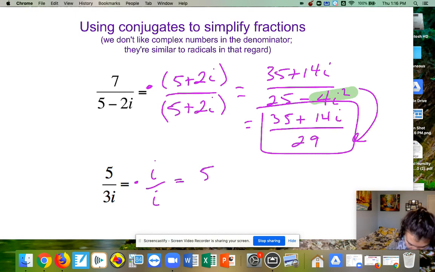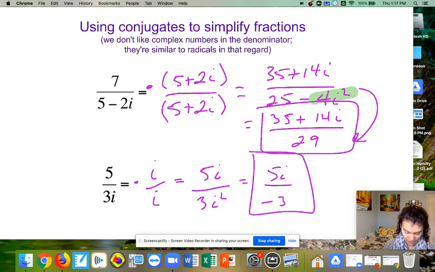So this will give you 5i over 3i squared, which then is 5i over -3. And that works. If you're done with the -3i, you would have gotten -15i over 9, and then you just simplify.